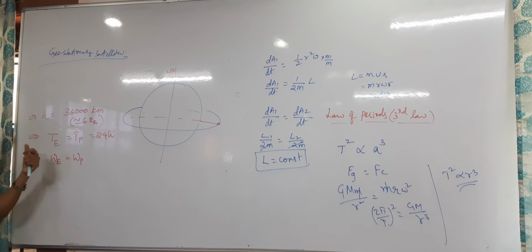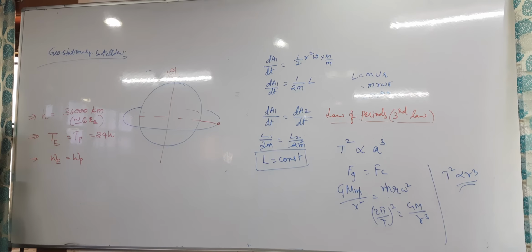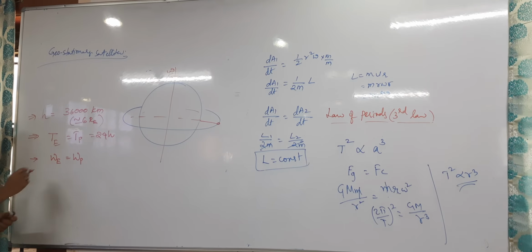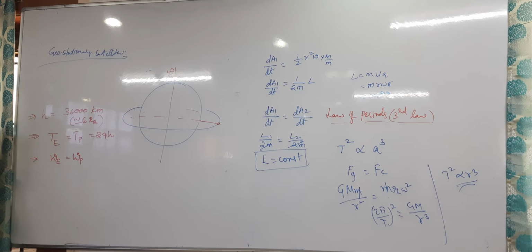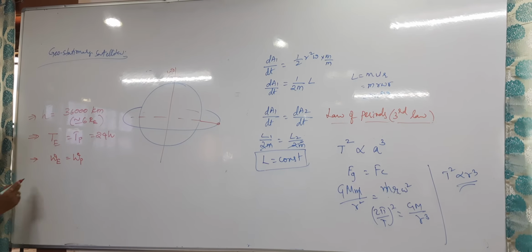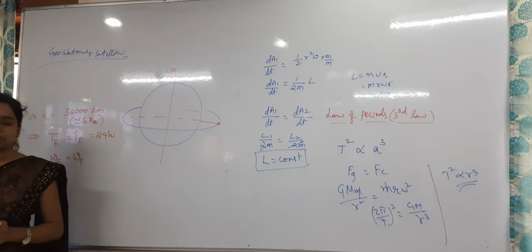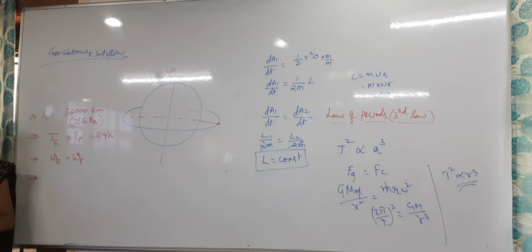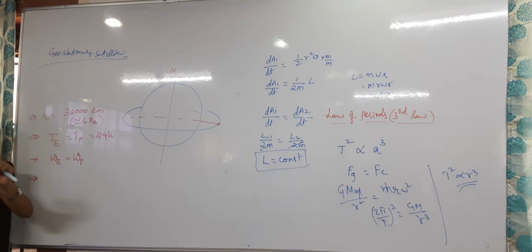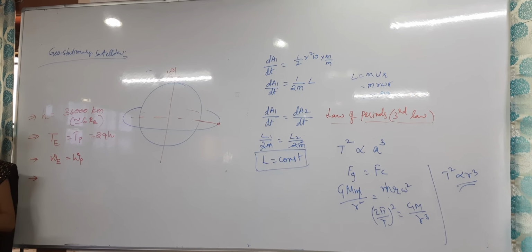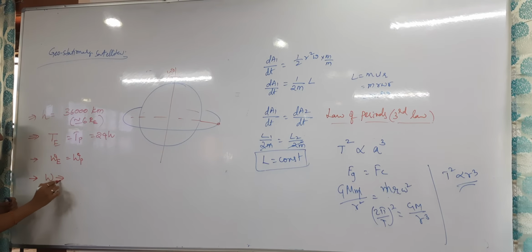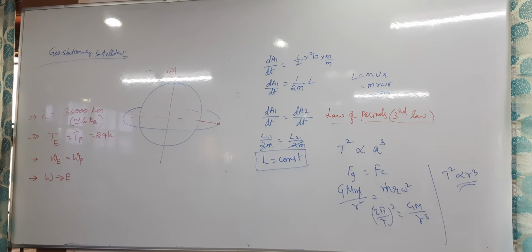And the time period of the satellite and the time period of the earth for one rotation should be equal, that is 24 hours only. Then the angular velocity of the earth and the angular velocity of the satellite should be the same. And one more important thing: the earth rotates from which direction to which direction? West to east, very good. The earth will rotate from west to east, so the satellite also will revolve around the earth from west to east only. So the direction of rotation should be the same for the earth and the geostationary satellite.